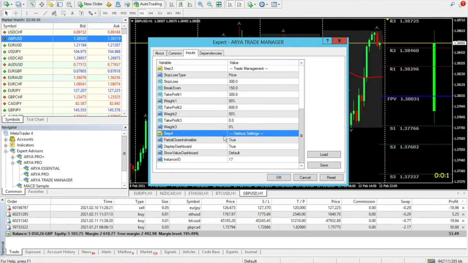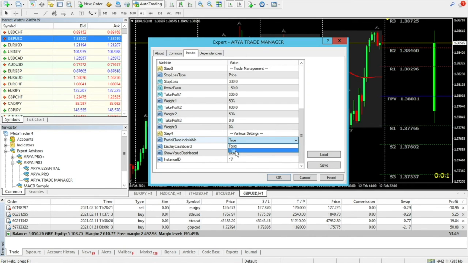Finally, we come on to step 4, which are the various other settings. First, we have the partial close indivisible. You can choose between true and false. This parameter lets you choose if you'd like to close part of your trade. The default set is true. If the position is too small, Arya cannot split and close part of the trade. However, if the position is large enough, Arya will be able to split and close part of your trade.